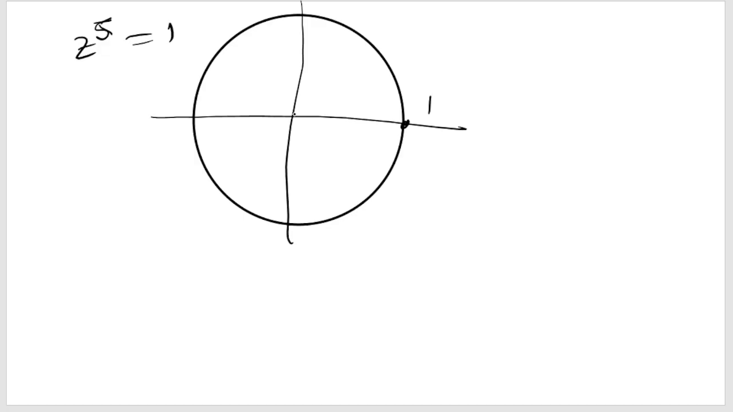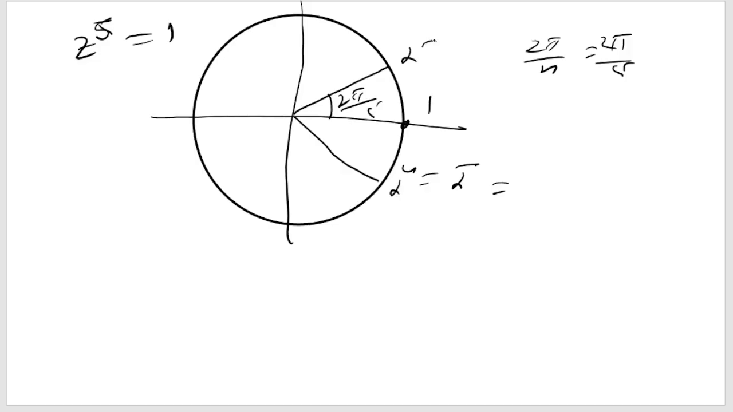So where is the first root? This is alpha. What is the argument, 2 pi? What is the difference of argument between two roots, 1 and alpha? That is 2 pi by n, clearly 2 pi by 5. The next root is alpha to the power n minus 1, that is alpha bar. This root is e to the power i 2 pi by 5, and this root will be e to the power minus i 2 pi by 5.